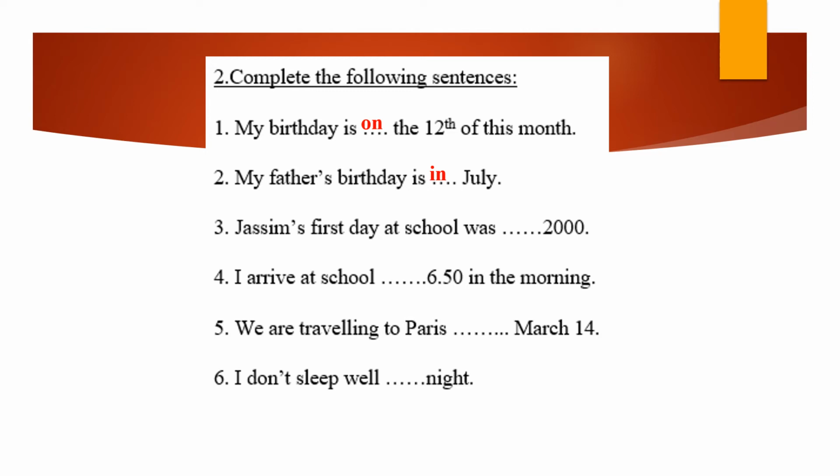Three, Jason's first day at school was in 2000. Because 2000 is a year, we use in. Excellent. Four, I arrived at school at 6:50 in the morning. Is this part of the day or time? Very good, it's time, so we use at.